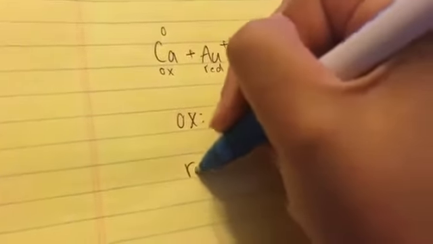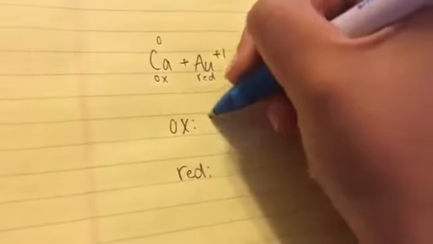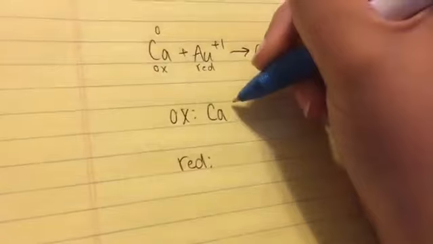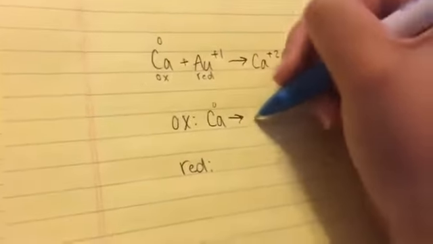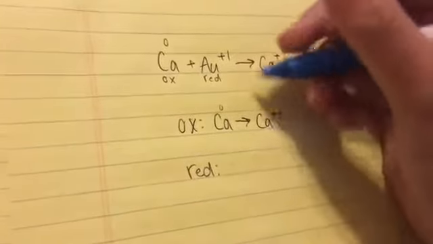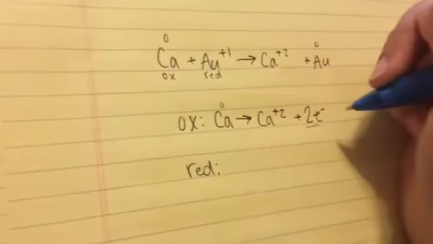So to start off with oxidation and then going on to reduction, we begin with the reactant, which is Ca with no charge. Then we draw the arrow and go to the products, which is Ca plus 2, plus 2 electrons to balance it out.